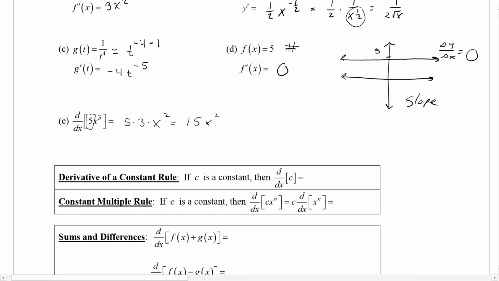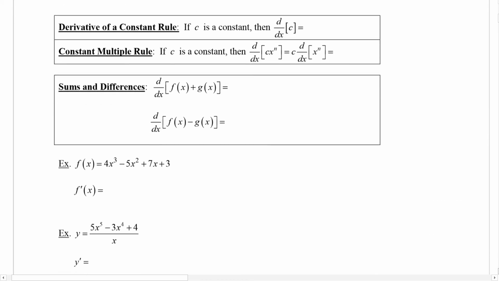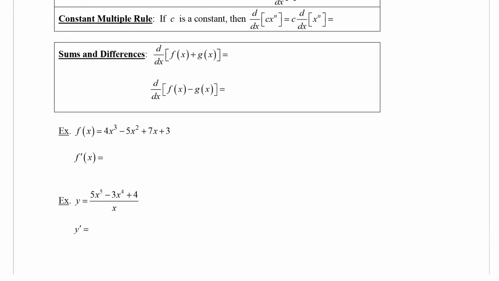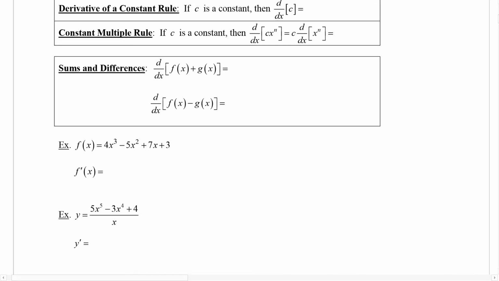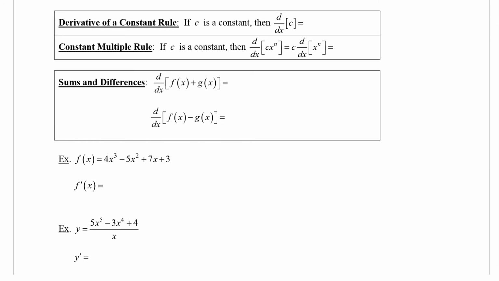So here are some other rules that you should know, but eventually you would just know this by heart. The derivative of a constant is just 0. We had mentioned that in part D. Any number, it doesn't matter what it is. A constant is any number with no x. And then we have the constant multiple rule, which mimics part E.